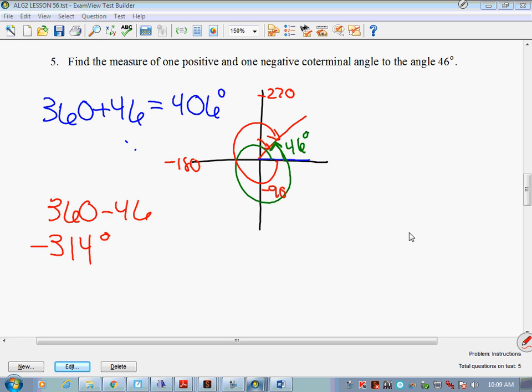So I should get 406 degrees positive, negative 314 degrees negative, okay? Now, I could get any number of these, because I could get an infinite number of coterminal angles because I could continue going around and around and around as many times as I want, so long as I stop at that same terminal side.